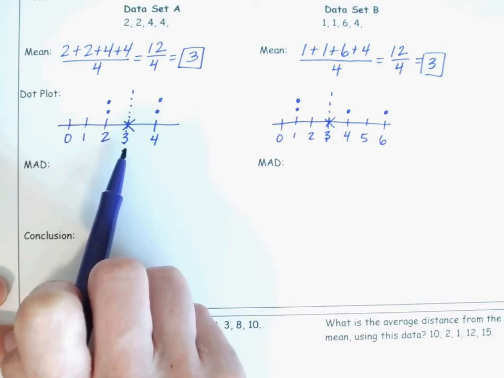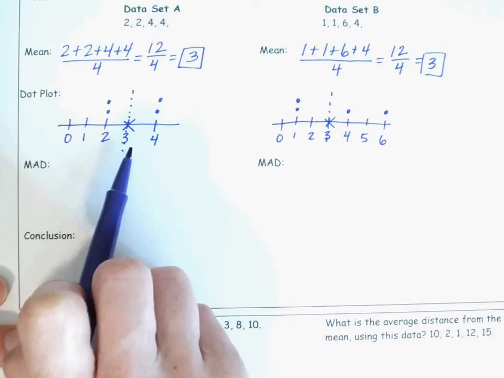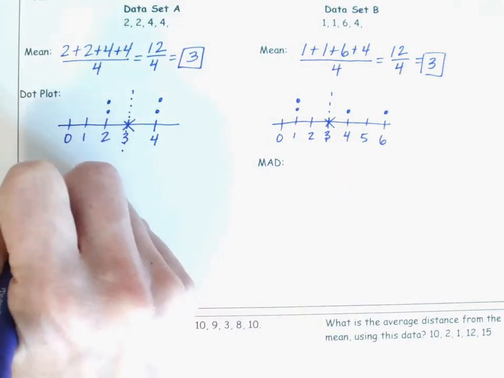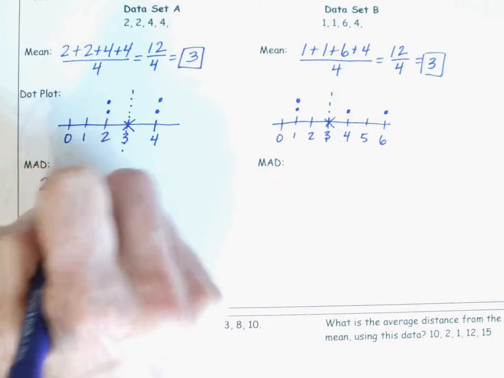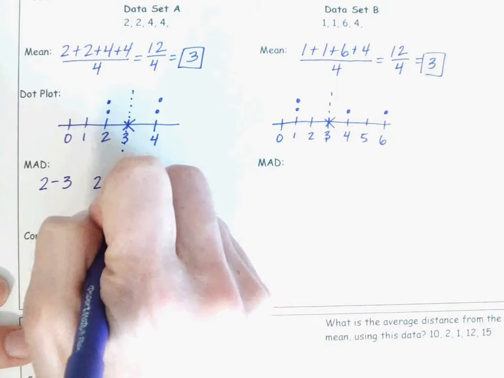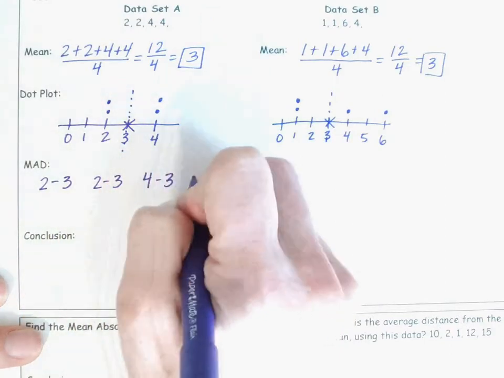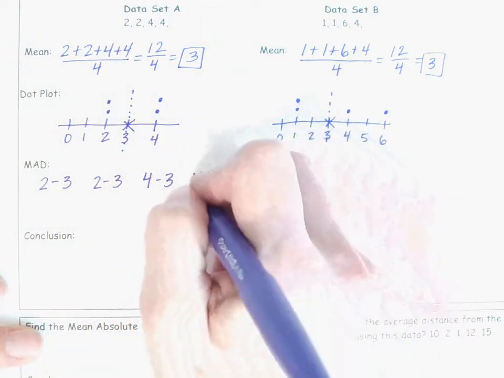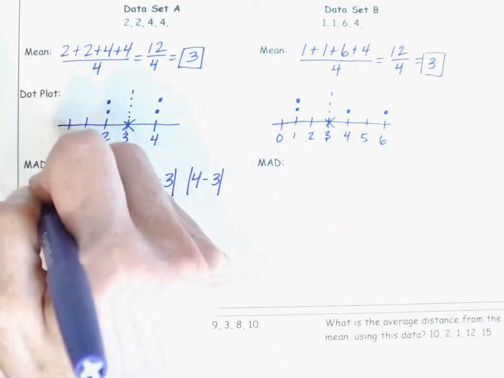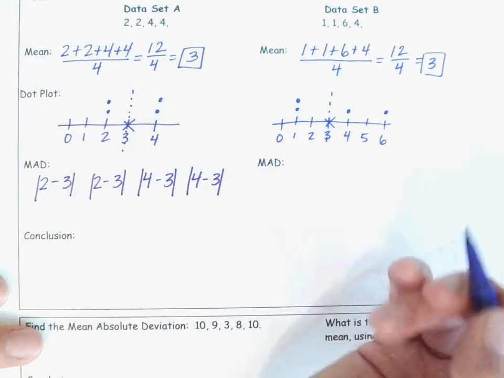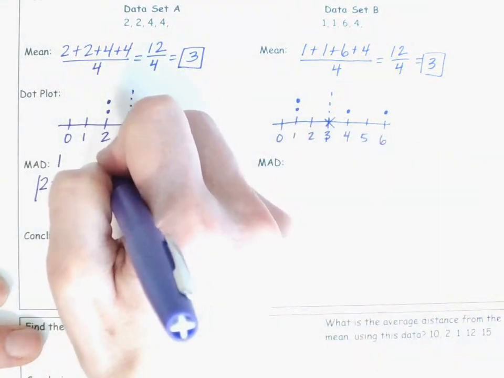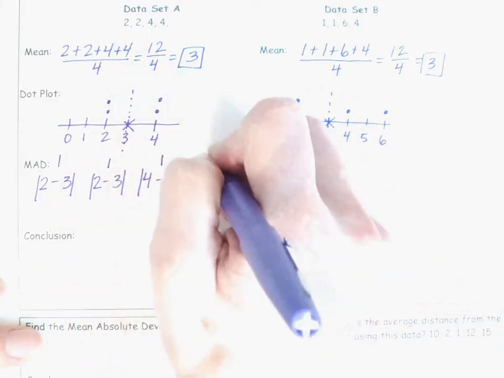Okay, so that sounds like a lot. Let me just work it out so you can see what I mean. Again, what we're going to do is find the difference of each data value from the mean. So 2 minus 3, 2 minus 3, 4 minus 3, and then 4 minus 3. We're going to find the absolute value of each of these. 2 minus 3 is -1, absolute value is 1. Again, 2 minus 3, -1, absolute value is 1, 1, 1.